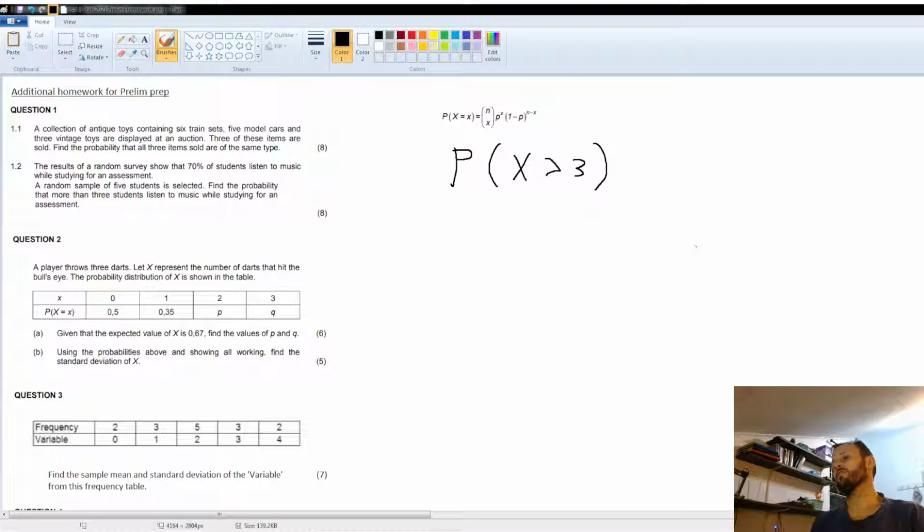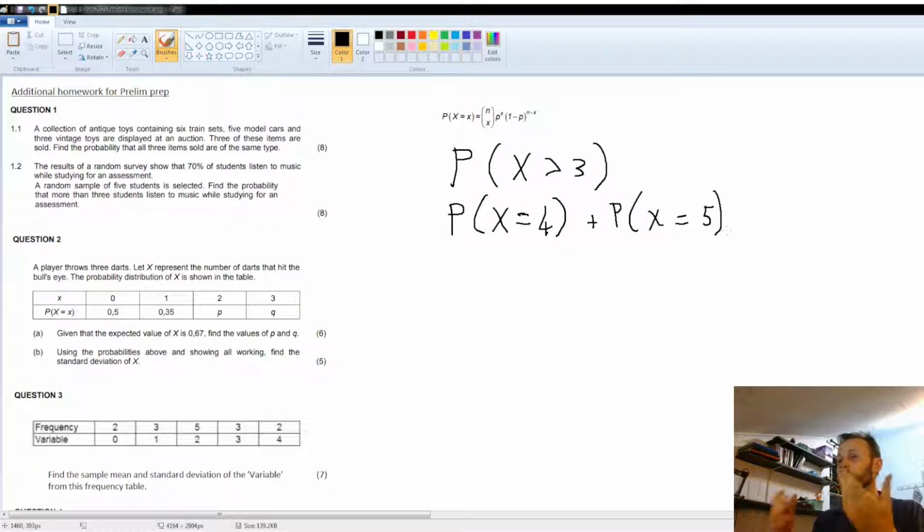Now, in this case, we're not going to do that because it's greater than 3. So what possibilities are there? Well, that's the probability that x equals 4. There's no equality, so we do not have to do the probability that x equals 3. We only have to do the probability that x equals 4, or, and this binomial is always mutually exclusive, so you can always add the probabilities, the probability that x equals 5. It's a random sample of 5 students, so how many could listen to music? Either 4 of them could listen, or 5 of them could listen. Any other number doesn't work.